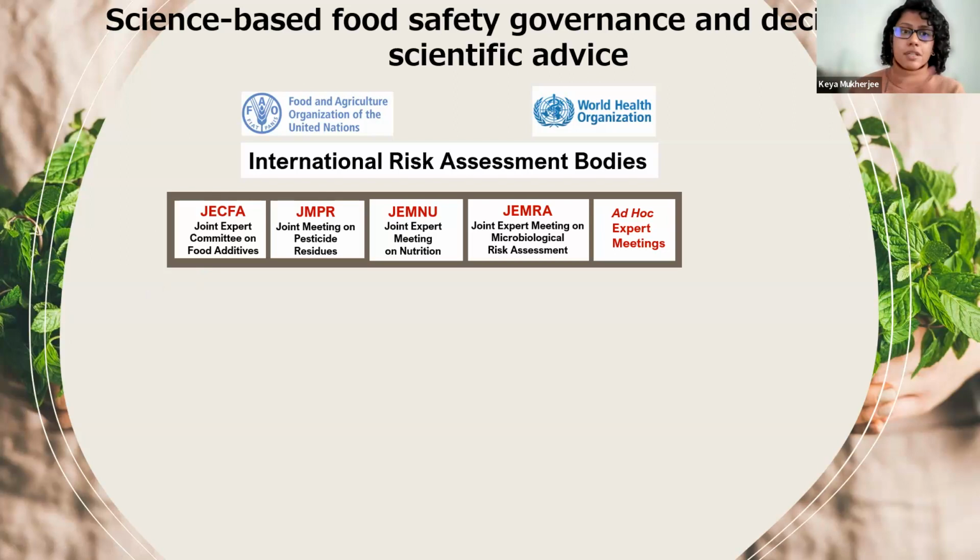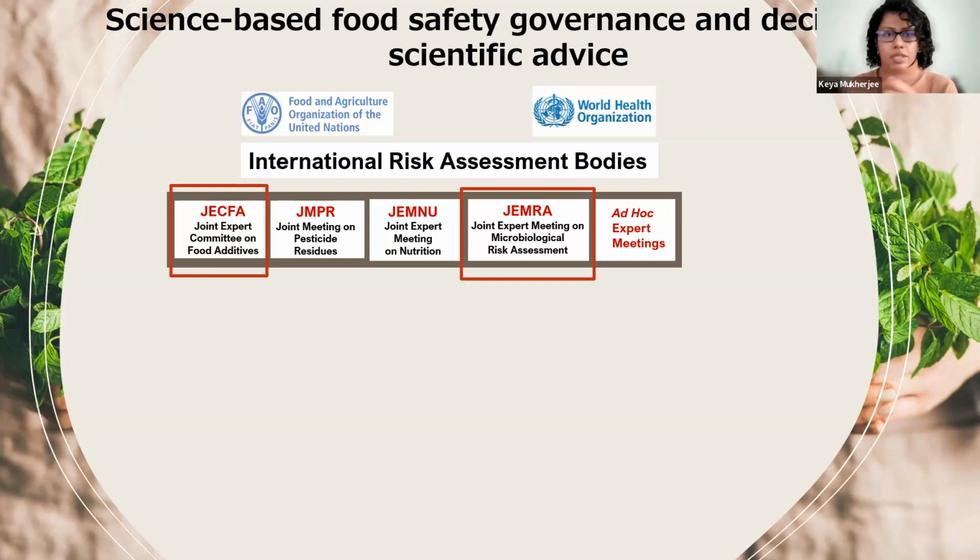So, JECFA is one of the oldest risk assessment bodies that FAO has. It actually predates Codex. It has been meeting since 1956, initially to evaluate the safety of food additives, like emulsifiers, flavorings, vitamins, and so on. But now we also work on the evaluation of contaminants, naturally occurring toxicants, and residues of veterinary drugs in food. We do not look into pesticides, for example.